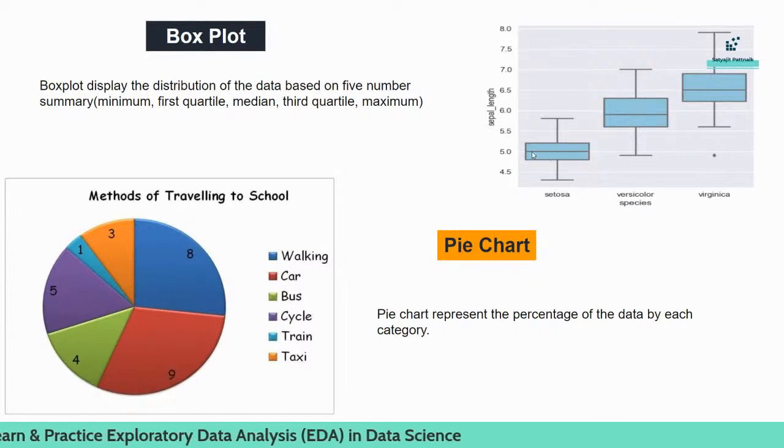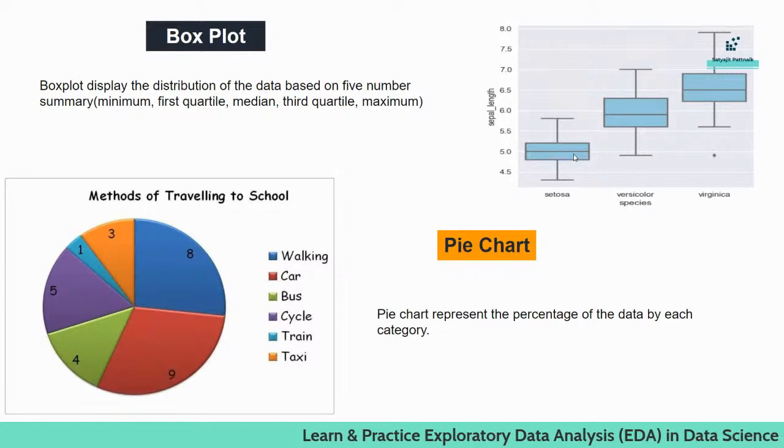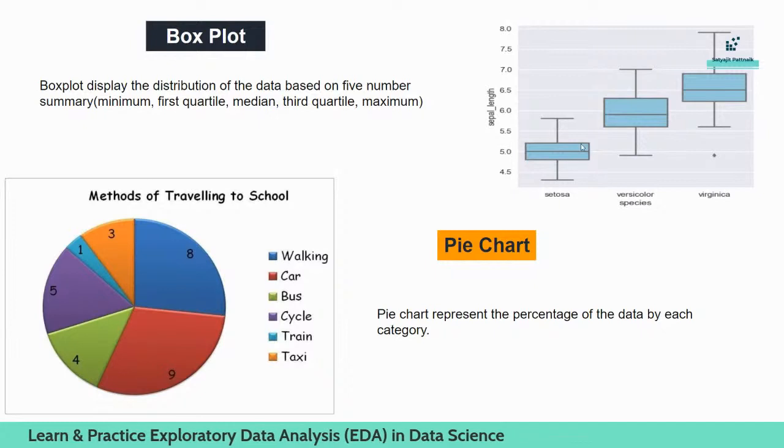This is your 25, and this is your median value, the middle line. And this entire blue area is nothing but the IQR. IQR is the interquartile range. Okay, this is minimum, this is maximum, this is your Q1, this is Q3, and this is your median value.